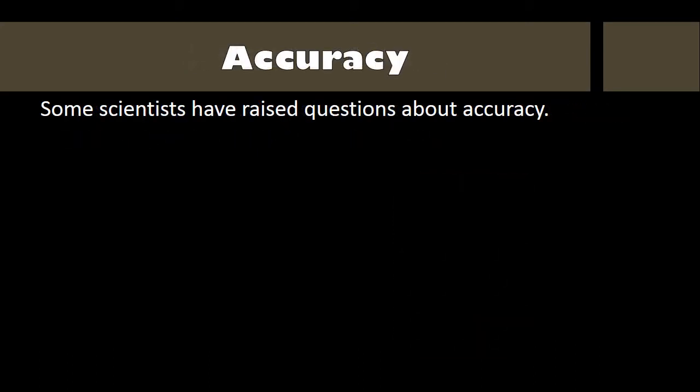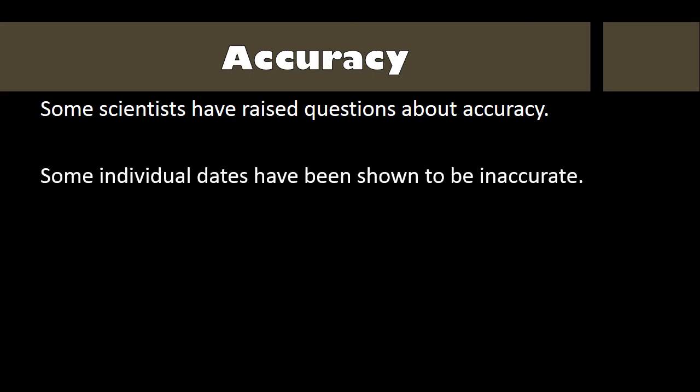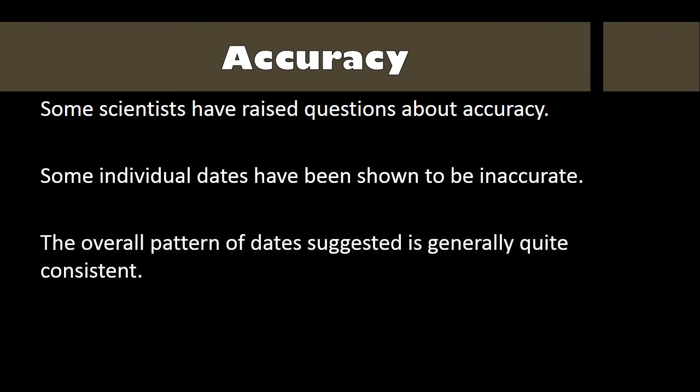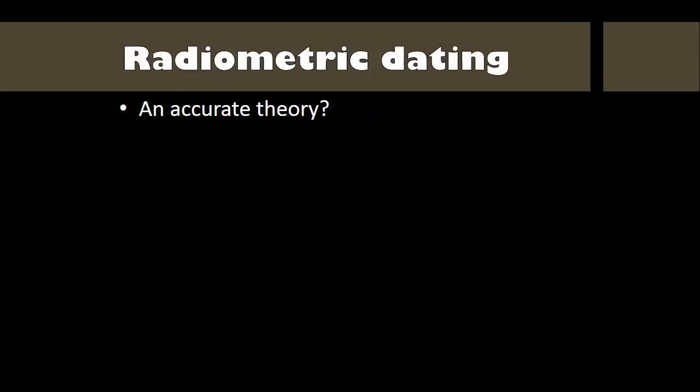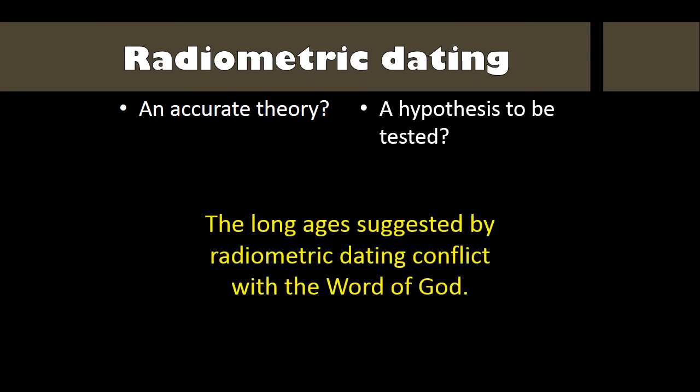Some scientists have raised questions about the accuracy of radiometric dating. Although some individual dates have been shown to be inaccurate, the overall pattern of dates suggested by radiometric dating is generally quite consistent. While many scientists have accepted radiometric dating as an accurate theory, others still consider it a hypothesis to be tested. Why? Because the long ages suggested by radiometric dating conflict with what the Word of God teaches.